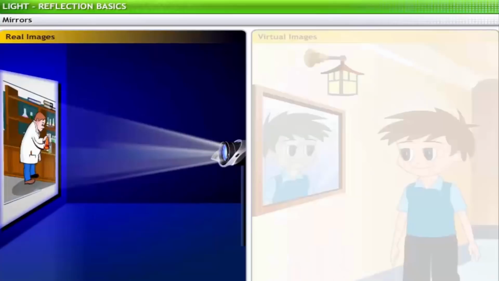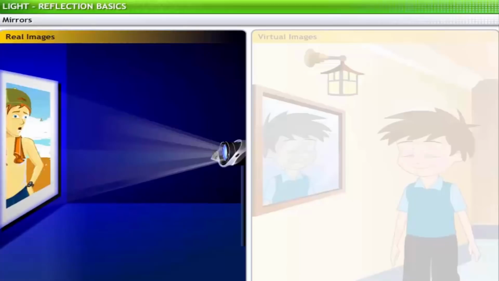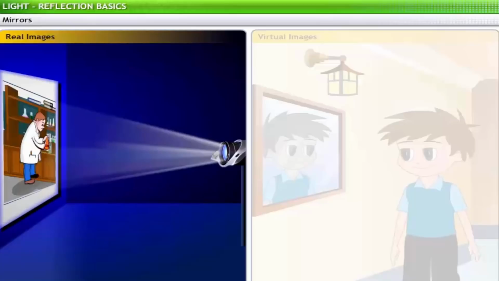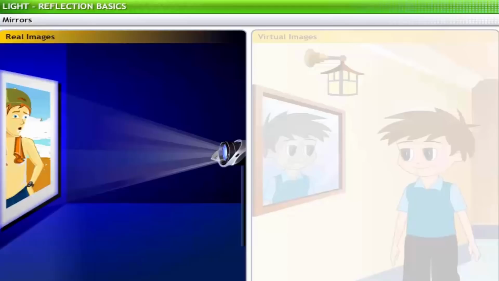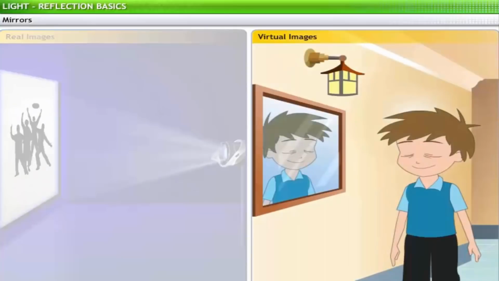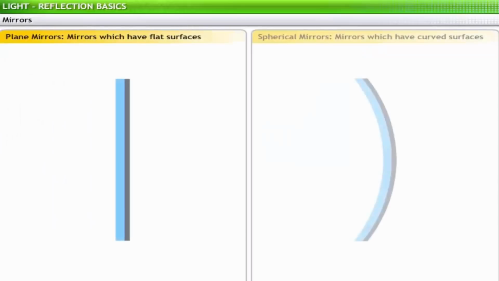There are two types of images. Real images are the images that can be caught on screen. For example, the images projected on a screen or images taken using a camera are real images. Virtual images are the images that cannot be caught on a screen. Images formed in a plane mirror are virtual, as they disappear when the object is removed.